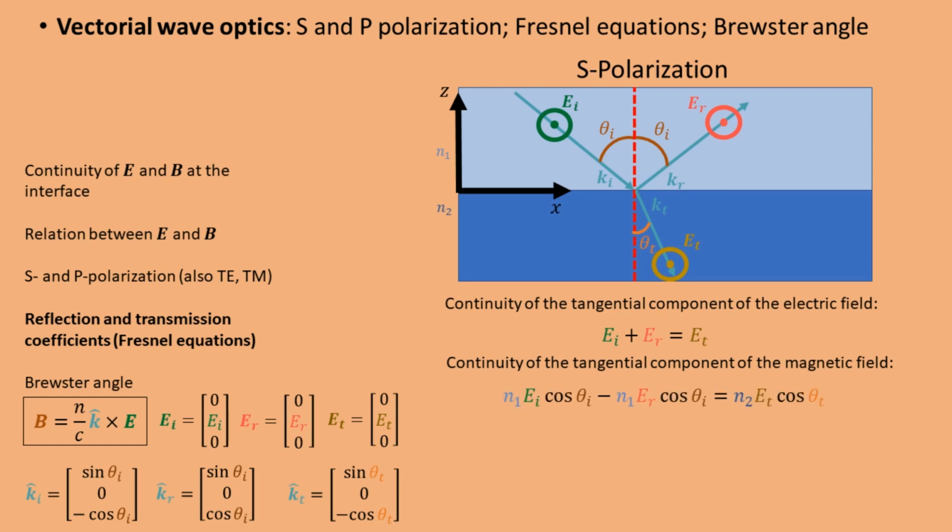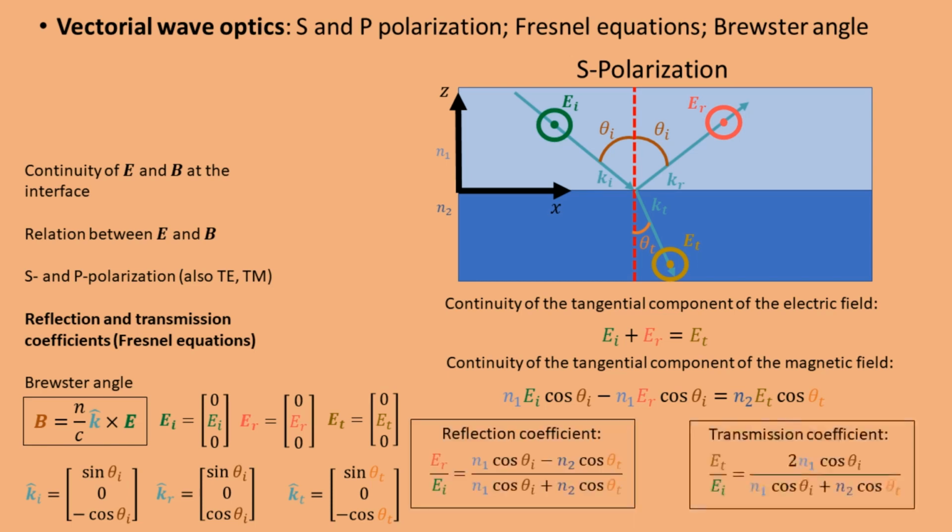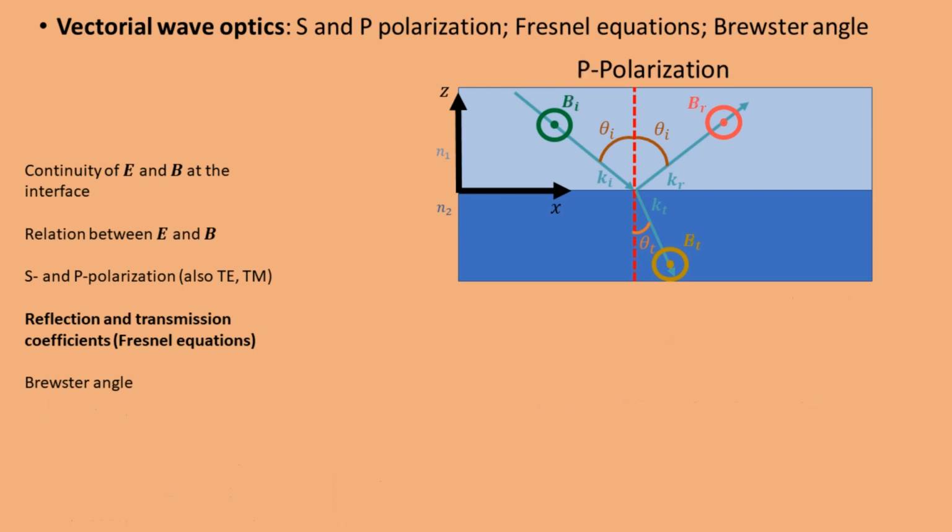Now we have two continuity equations from which we can solve the reflection and transmission coefficients for S-polarized light. Note that these coefficients depend on the refractive indices of the two media, as well as the incident angle. Now we can do the same for P-polarization.